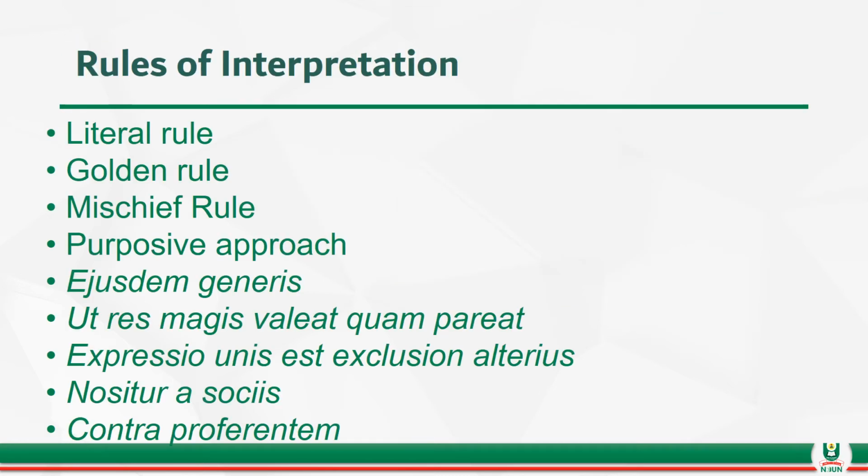Okay, now to the rules of interpretation. There are a number of them, and there are up to 9 actually in your course material, but I will be explaining only 3 of them for time's sake. The others we will explain during our live class. So you have the literal rule, the golden rule, the mischief rule, the purposive approach, ejusdem generis, ut res magis valeat quam pereat, expressio unius est exclusio alterius, noscitur a sociis, and contra proferentem.